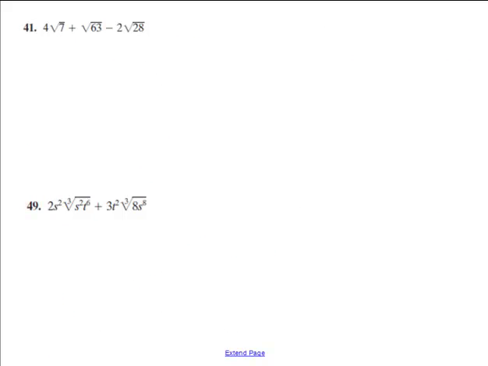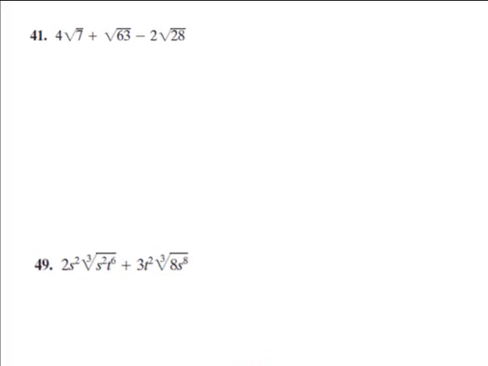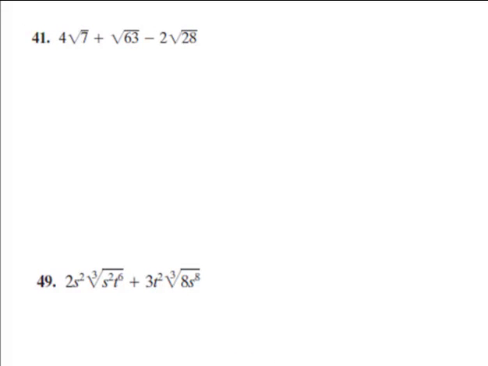Last couple problems here. This section's pretty short. 41. I have 3 things to combine, and right now, all of them are square roots, so that's good, that's all the same, but none of them are like terms. So let's see if once we simplify them, they become like terms.